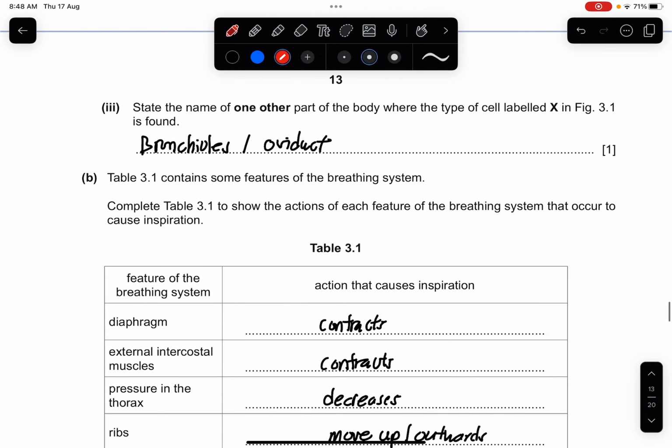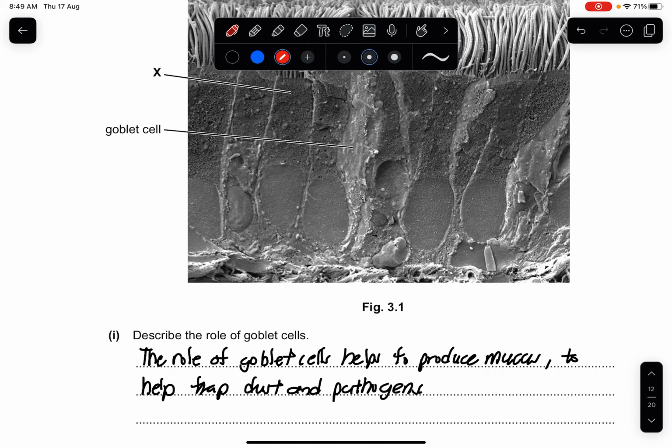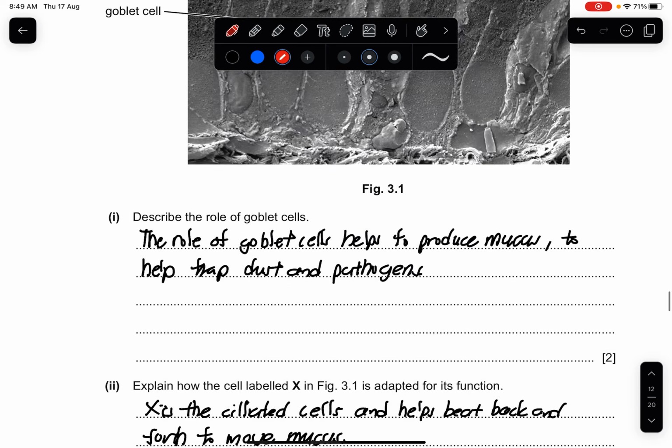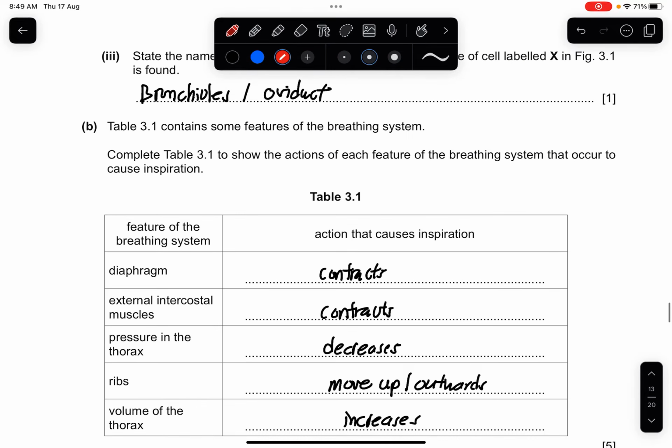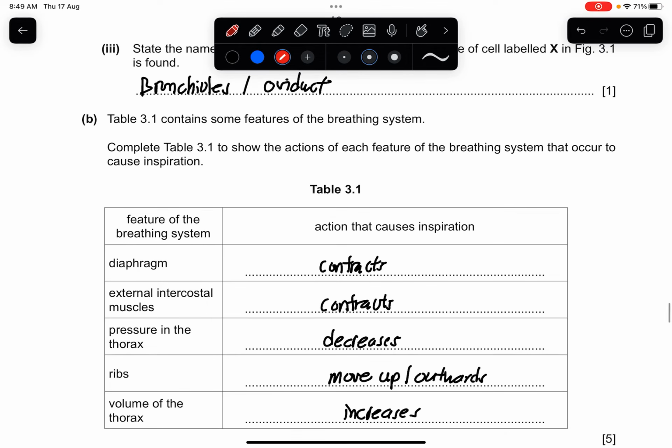Okay. Question 3, part 3, state the name of one other part of the body where the type of cell labeled X in figure 3.1 is found. So they're basically asking where else you can find ciliated cells. Other than the trachea, you can see this in the bronchioles and the oviduct. You know why the oviduct has them? It is to allow the movement of the egg back and forth. The egg is only allowed to move by this peristalsis-like movement of the ciliated cells, which help to beat back and forth.